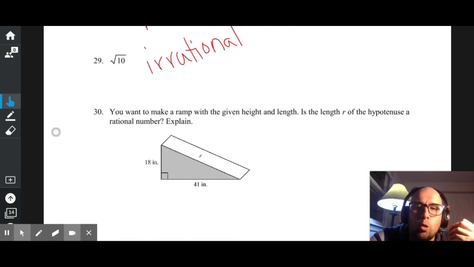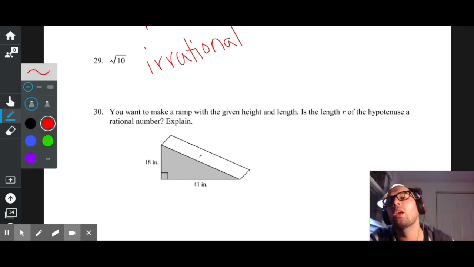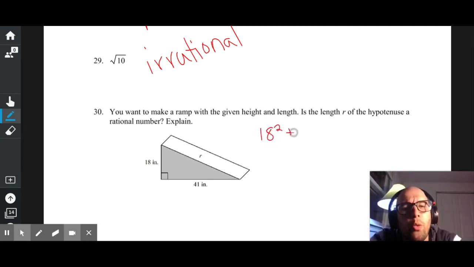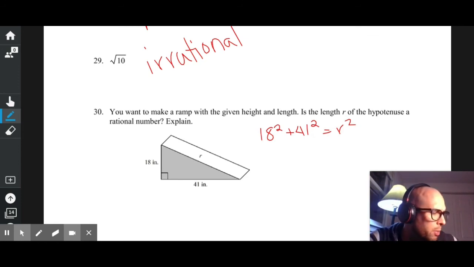You want to make a ramp with the given height and length. Is the length r of the hypotenuse a rational number? I was hoping the numbers would be friendly, but they're not. 18 squared plus 41 squared equals r squared, because r has to be the hypotenuse. I feel like I did that one already in this packet, but we've done so many squares and square roots that I'm losing track of what we've done.